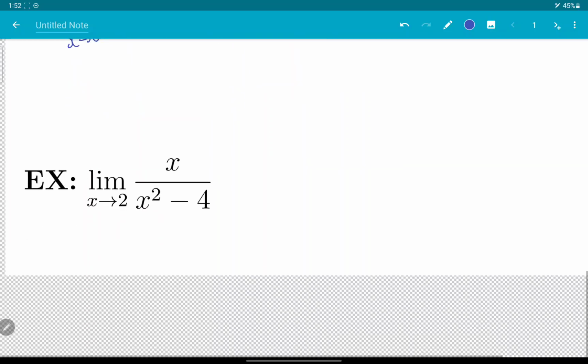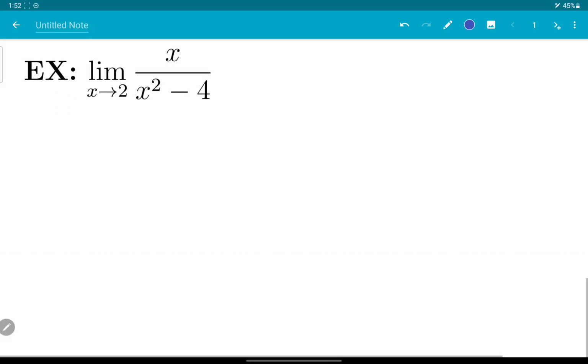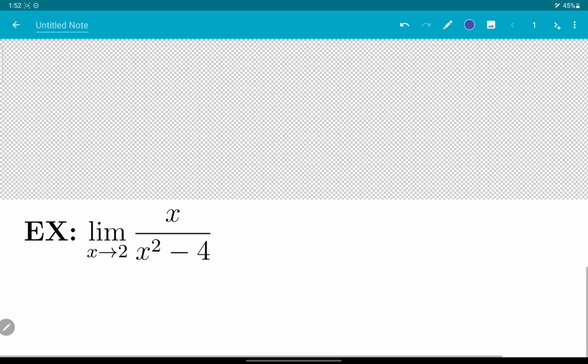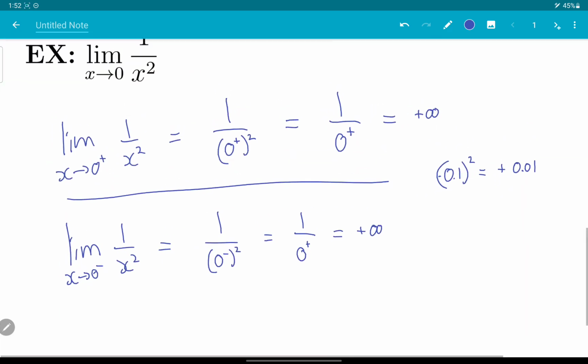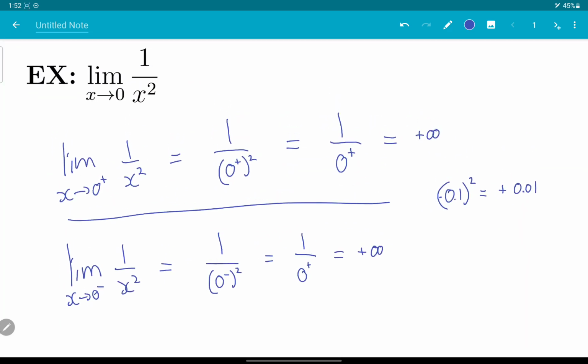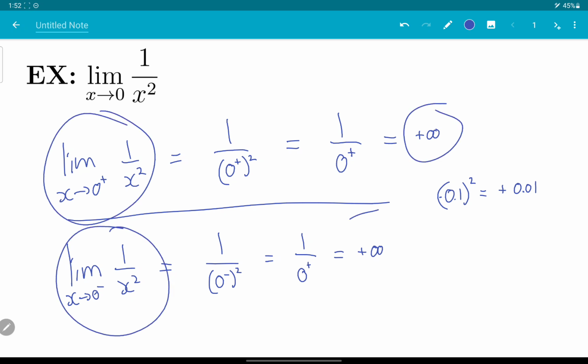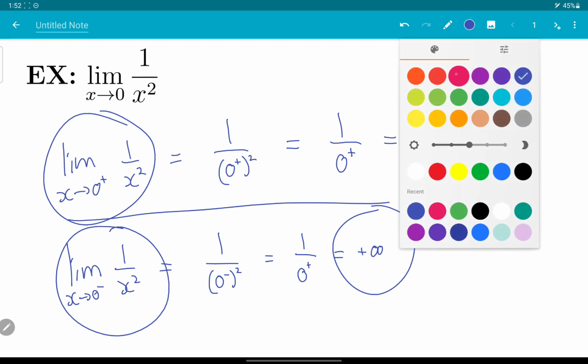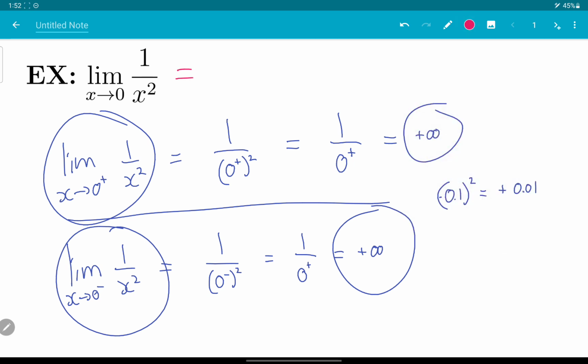Oh, geez, what did I do? I forgot to do something up here. So I did the right-hand limit, I got plus infinity. I did the left-hand limit, I got plus infinity. So my overall limit is plus infinity.